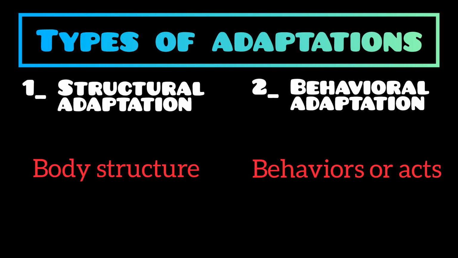There are two types of adaptations: structural adaptation and behavioral adaptation. So number one is structural adaptation. Repeat with me. Structural adaptation. Number two, behavioral adaptation. So one more time, there are two types of adaptations: structural adaptation, behavioral adaptation.